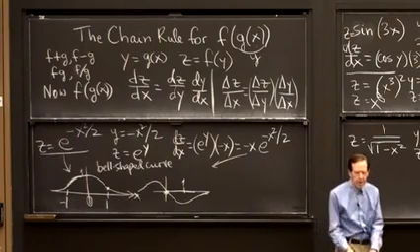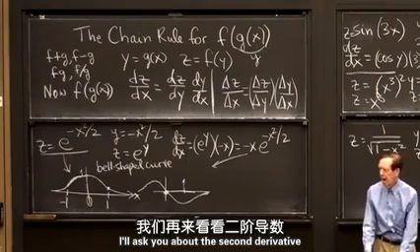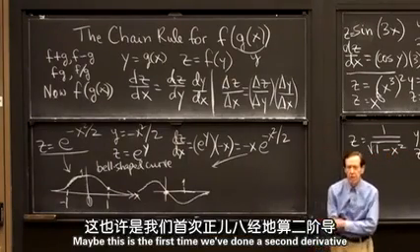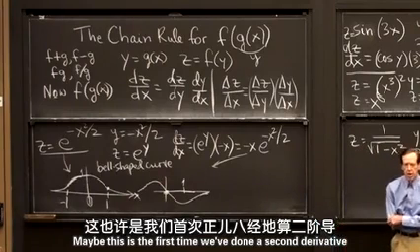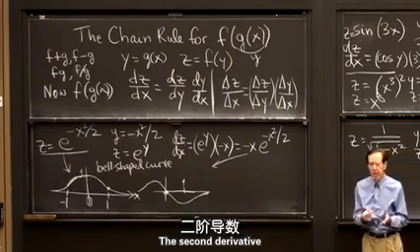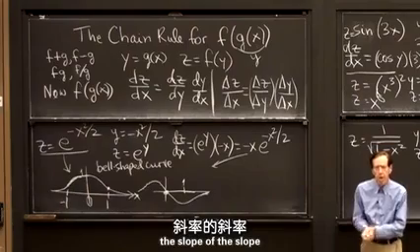Okay. Now, if you'll give me another moment, I'll ask you about the second derivative. Maybe this is the first time we've done a second derivative. What do you think the second derivative is? The second derivative is the derivative of the derivative, the slope of the slope.